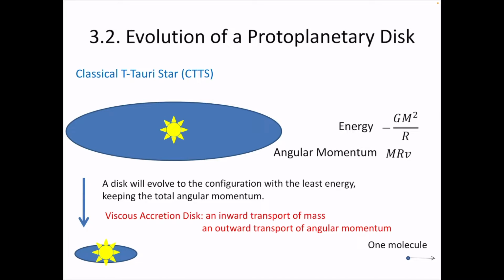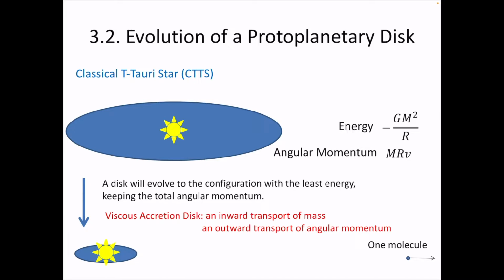In the order of magnitude estimate, energy is expressed as minus GM_star over R. Capital M is the mass of a disk. Capital R is the radius of a disk. Then angular momentum is expressed as M R times v. V is the rotational velocity of a disk. A disk will evolve to the configuration with the least energy, keeping the total angular momentum.